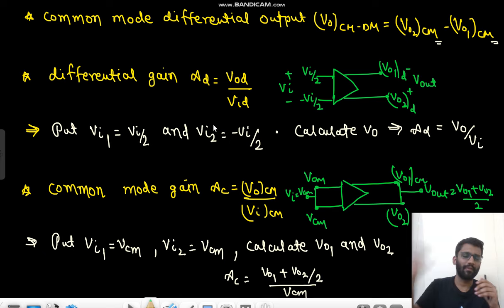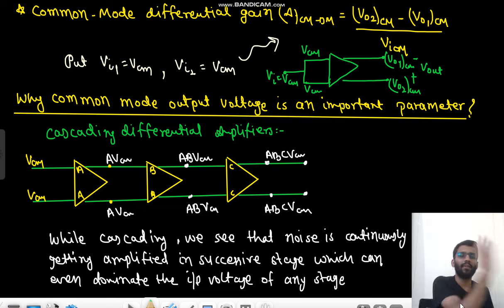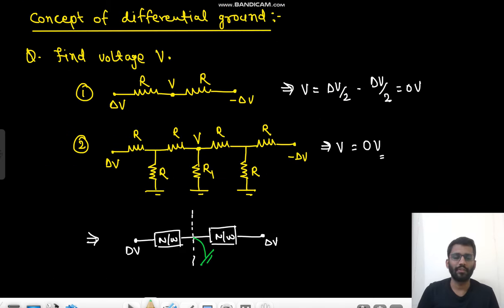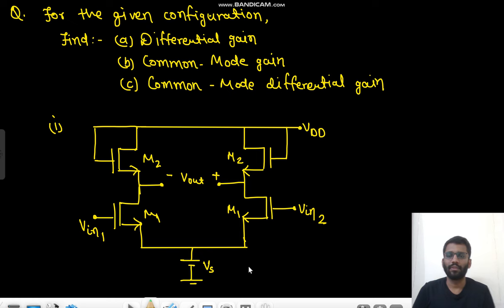For common mode gain, apply VCM. Calculate V naught 1, V naught 2. Take the average. Simply divide it by the VCM. For common mode to differential gain, calculate V naught 1, V naught 2. Take the average of the inputs and the subtraction of the outputs. So this is what we are going to do. So this is the first problem.